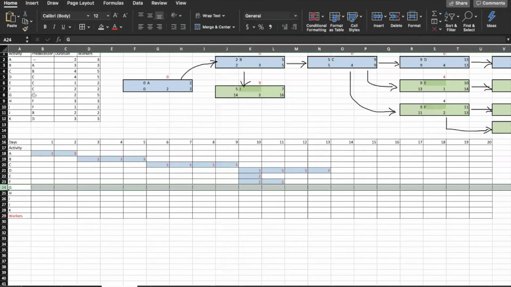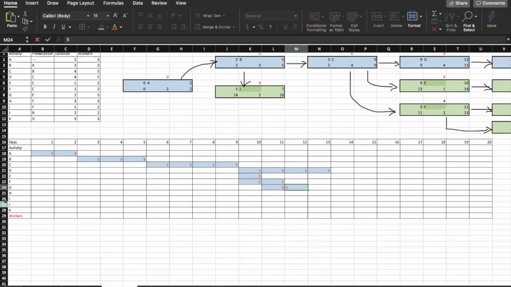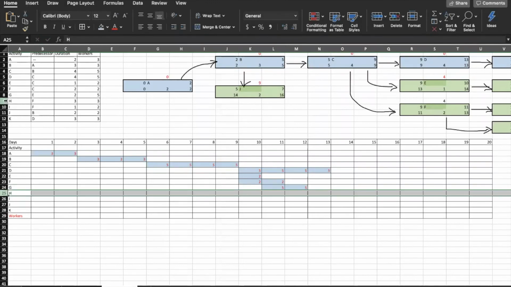Activity G is after E, which means we can start it on day 11 and it will take 2 days, and 5 workers for each of the days. For H, we have starting after F, okay, which means day 12, and it will take us 3 days and 3 workers.